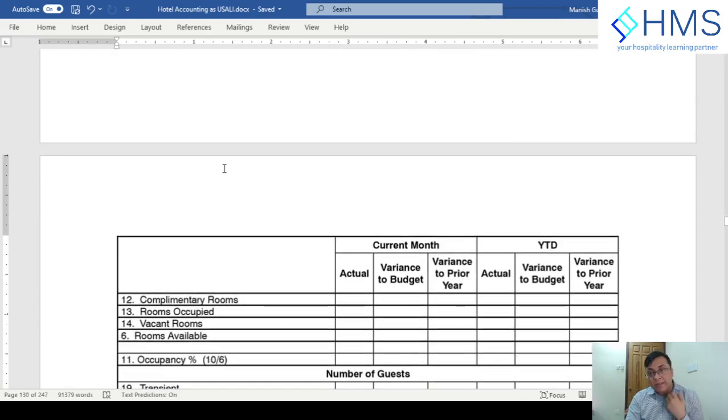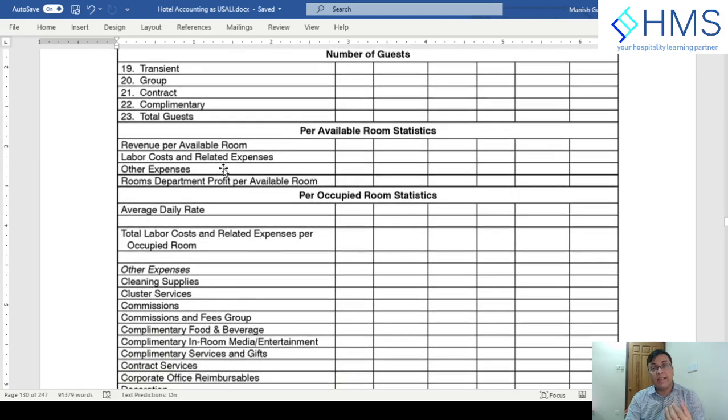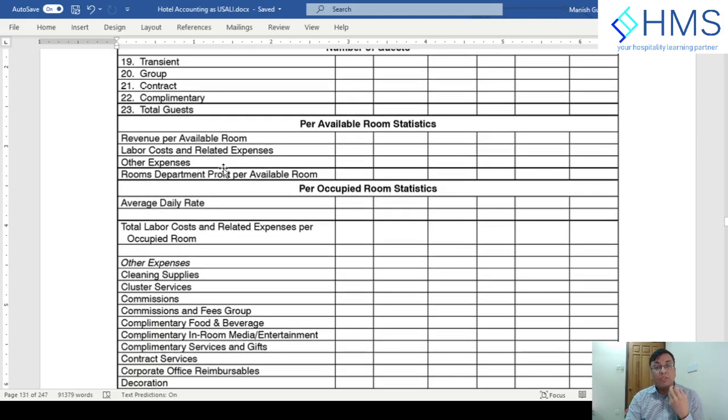Then the other statistics that you may want to dissect into the room revenue are the per room statistics, per occupied room statistics. Per occupied room statistics is usually for the other cost, which is the other revenue cost. The labor cost usually is by available room because it's very fixed, a kind of fixed nature. But you can have the per room statistic in two parts: one is per available room, one is per occupied room.